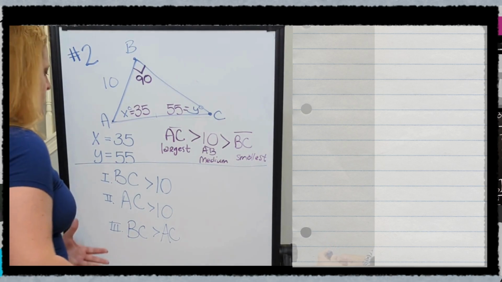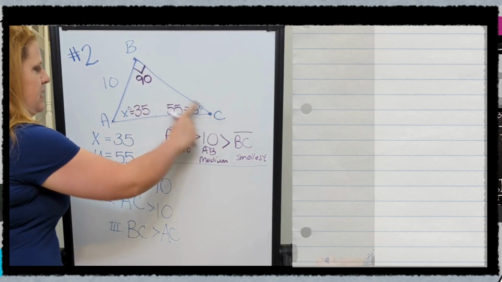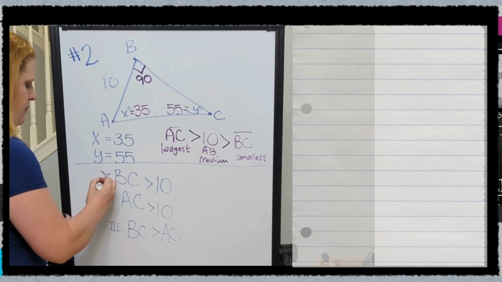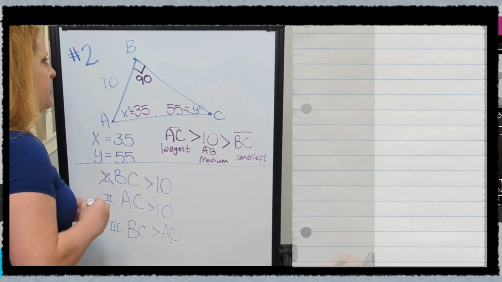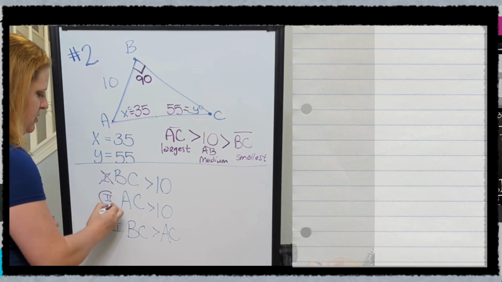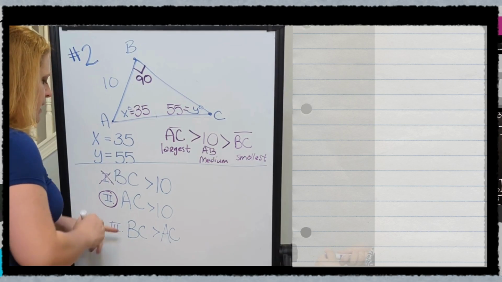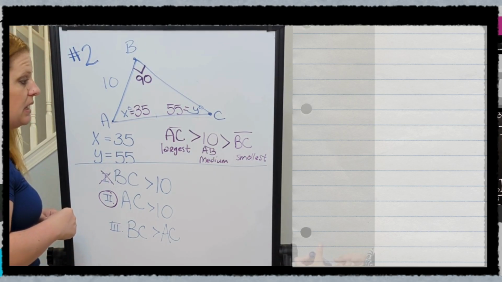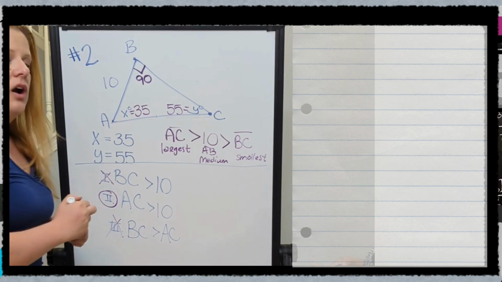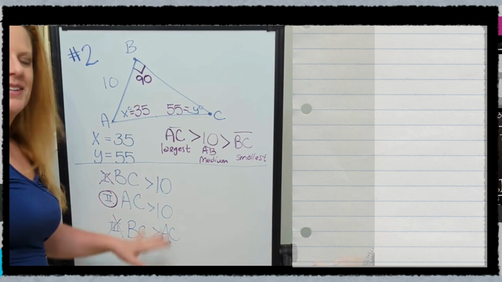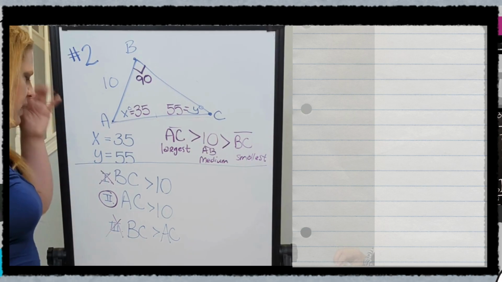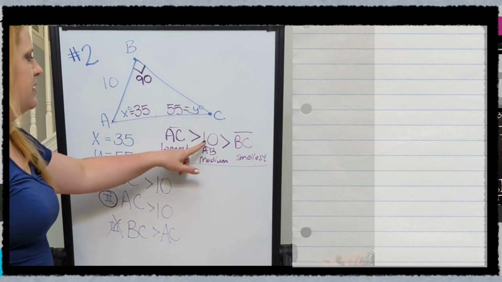So we're going to ask ourselves, is BC greater than 10? No. Is AC greater than 10? Yes, AC is greater than 10. So that's one possibility. And is BC greater than AC? No. Not at all. So on our example, even though I messed up the answer choices the first time, we only have one option that's true. AC is greater than 10.